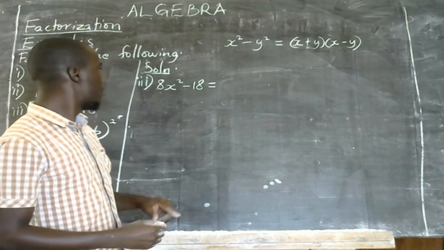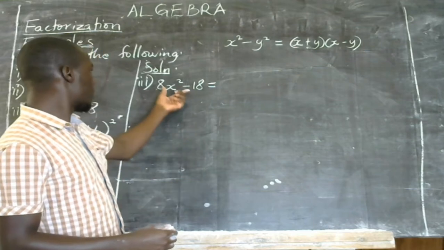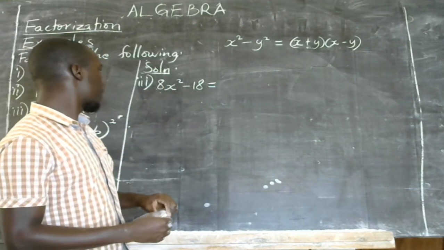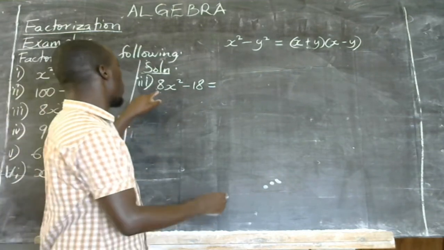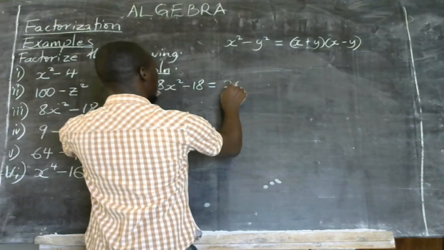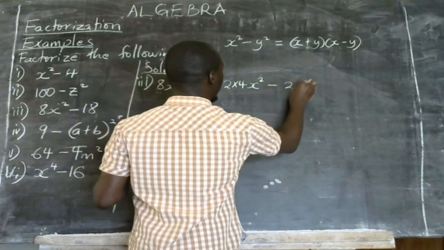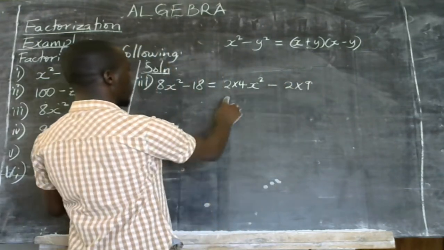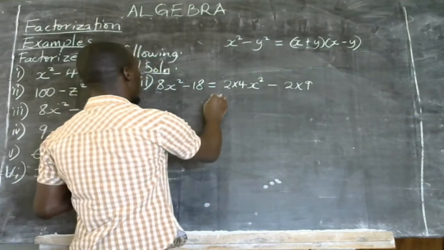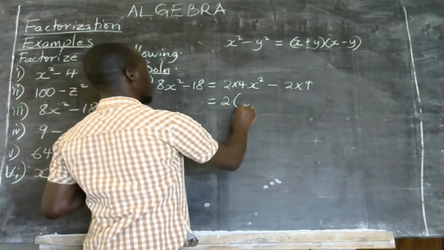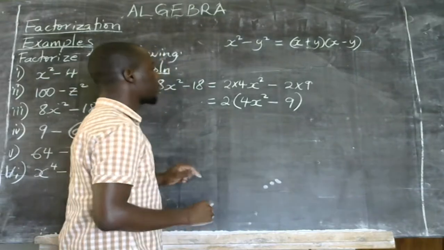Roman 3, 8 squared minus 18. When you look at those terms, there is a factor of 2. That is 2 times 4x squared minus 2 times 9. So first creating the bracket to remove the factor of 2, that becomes 2 into 4x squared, then minus 9.